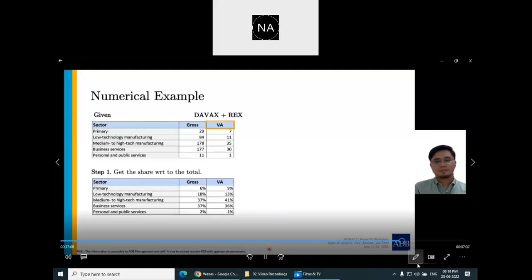The first step here is to calculate the shares of each sector with respect to the totals. So what we do here is to get the share of, say, primary sector to the total gross exports, and here the share of primary sector's VA to the total value-added exports. So we will get these figures. So 29 divided by the sum of these, 7 divided by the sum of these should give you these numbers, right?